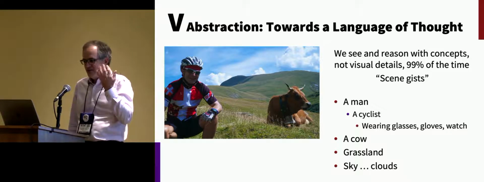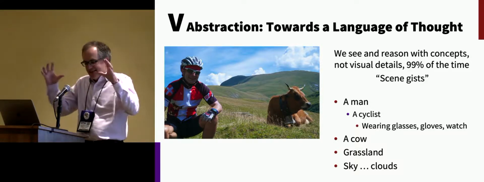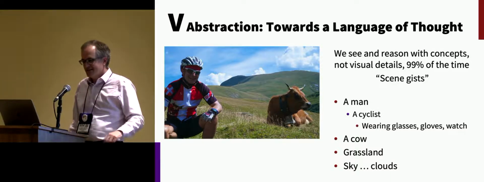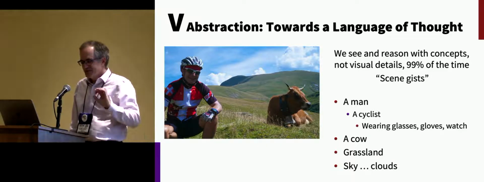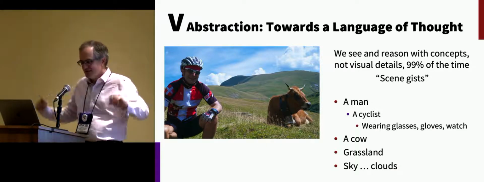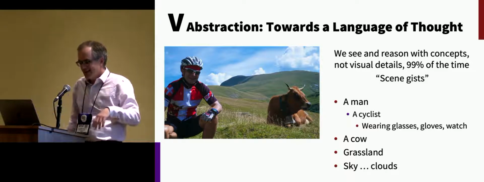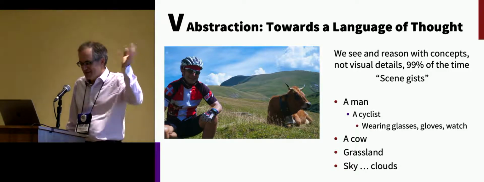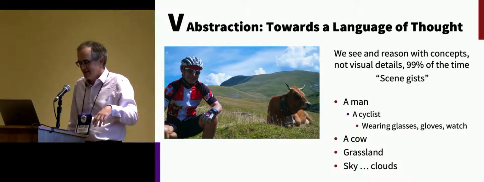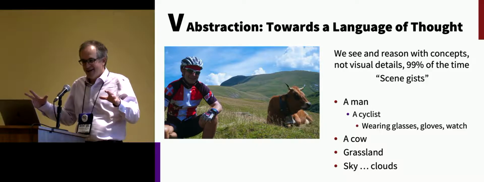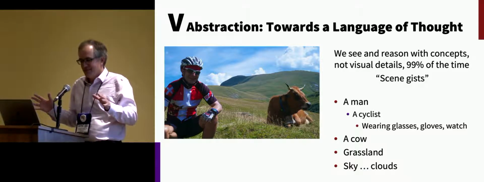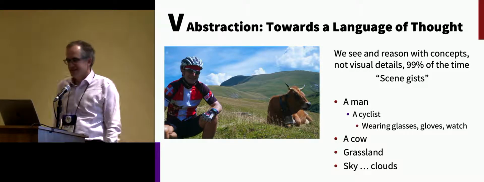So in terms of what human beings get out of a single saccade, they're not actually seeing most of what's in an image. They sort of maybe have some focus on particular things. They see the overall scene. They see this is outside countryside. There's a man, and maybe if they're seeing him a little bit more closely, he's got a bicycle helmet, a watch and gloves, there's grassland, a cow. That's sort of all they're getting out of the image, right? They're not seeing all of the details of the image.